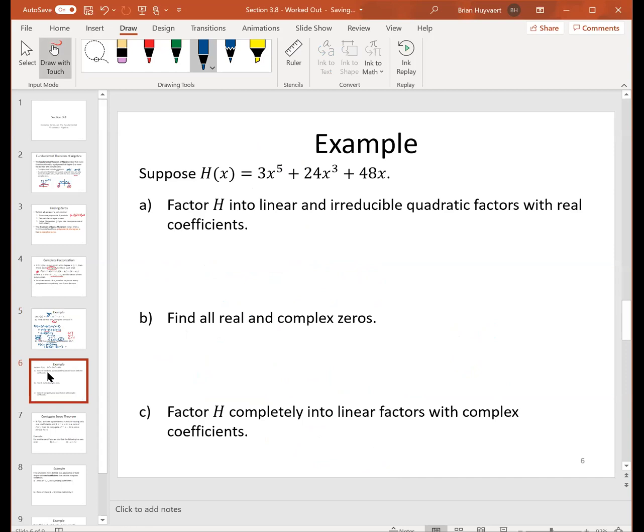Okay, so another example here, we have a function h. So let's factor this thing into linear and irreducible quadratic factors with real coefficients. So again, this is kind of saying, don't get into the complex stuff just yet, or anything that has an imaginary component, just stick with what we have so far.